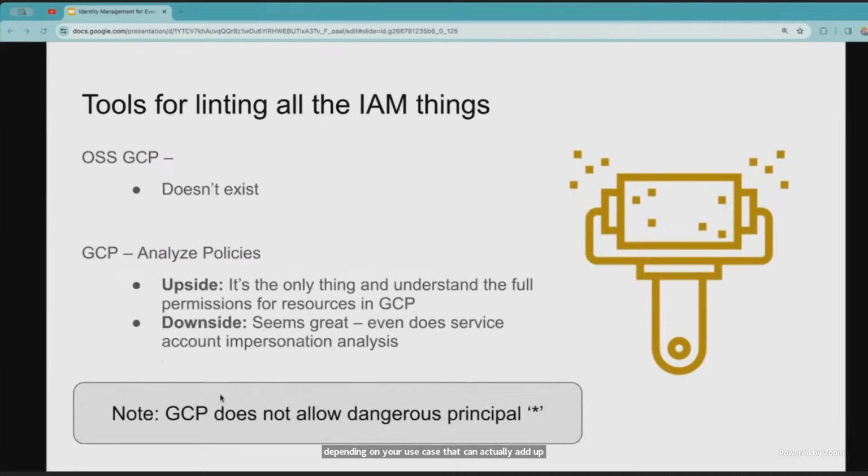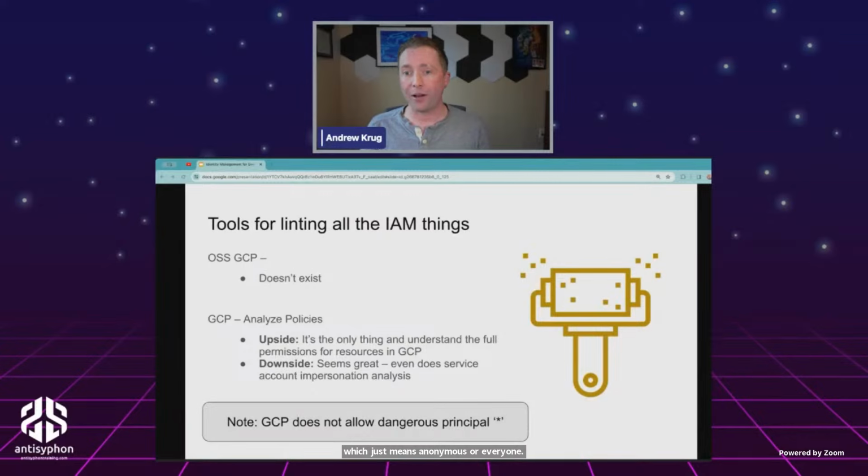In Google Cloud, there actually isn't any open source stuff that I could find that's out there and popularized for linting IAM policies. But Google Cloud actually has its own API for policy analysis, where you can actually propose changes. We'll tell you if those changes are dangerous or if they match against a known anti-pattern. GCP notably does not allow the dangerous star principal, which just means anonymous or everyone. So applause there for that. However, Google Cloud does make it very easy to grant access to everyone who has a Google account ever for any resource. And so that's kind of the trade-off there.